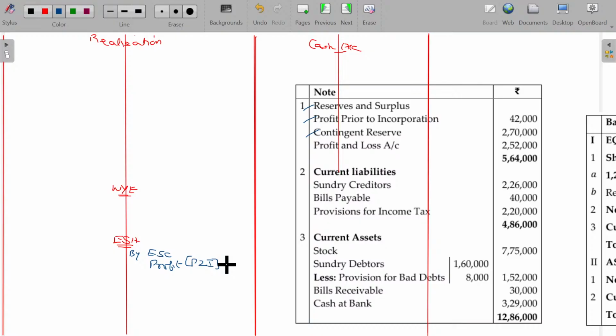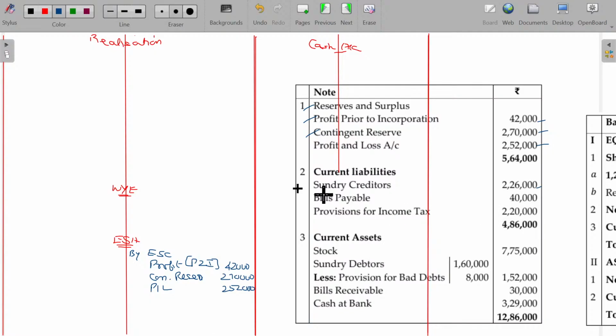Value being 42,000. And contingent reserve, the value being 2,70,000. Profit and loss account 2,52,000. You can join with me to solve this illustration. Come on. You know the provisions and steps. You can join with me to solve this.